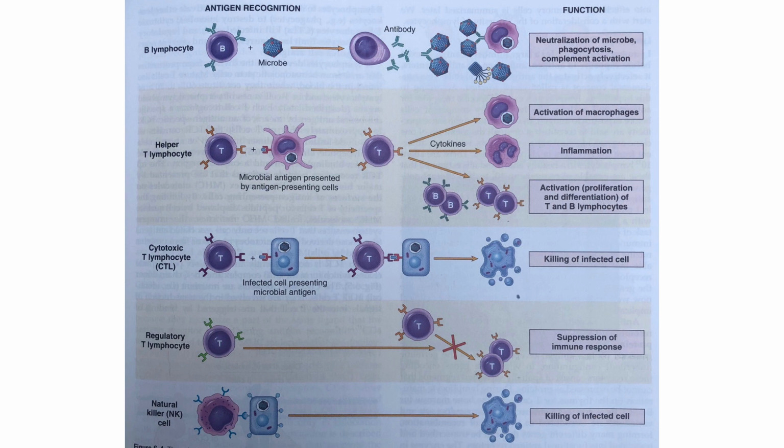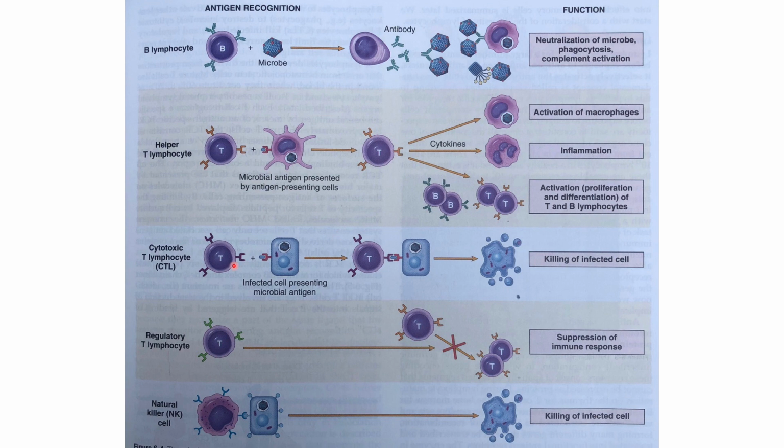Among these are broad categories by antigen recognition. The B lymphocyte produces antibodies which respond to microbes, and they neutralize the microbe through phagocytosis, including complement activation. There are helper T lymphocytes, which have microbial antigen presented by antigen-presenting cells, and this causes cytokines which activate macrophages, increase inflammation, and cause activation, proliferation and differentiation of T and B lymphocytes.